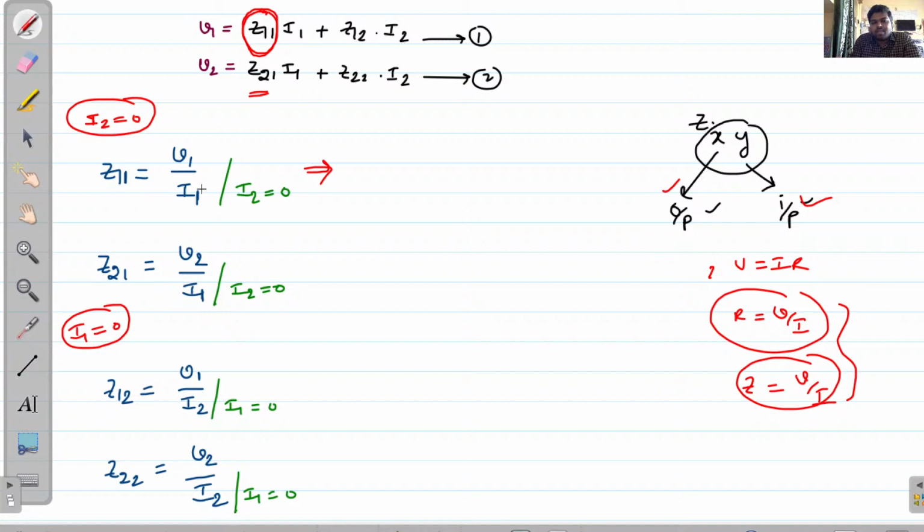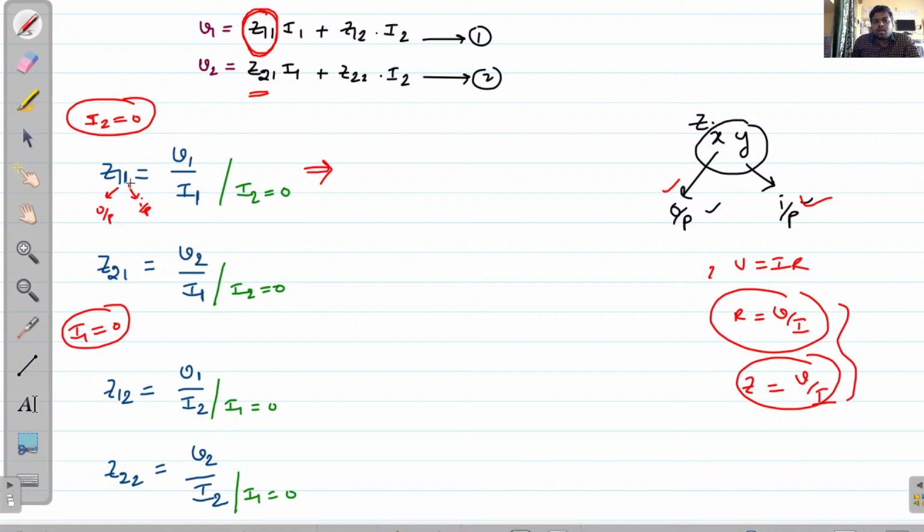But ultimately what I can conclude is, if you want to evaluate impedance at any place, the numerator term should be voltage and the denominator should be current, right? So that is the conclusion. Now if you observe Z11, in this 11, this part is the input, and this part is the output.